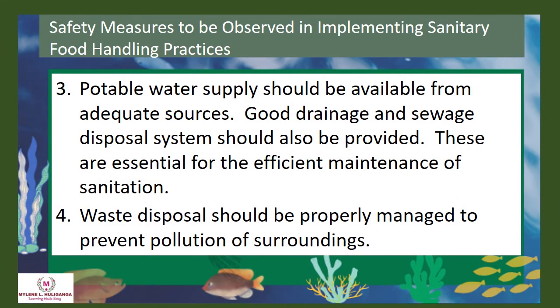Number 3, potable water supply should be available from adequate sources. Good drainage and sewage disposal system should also be provided. These are essential for the efficient maintenance of sanitation. Number 4, waste disposal should be properly managed to prevent pollution of surroundings.